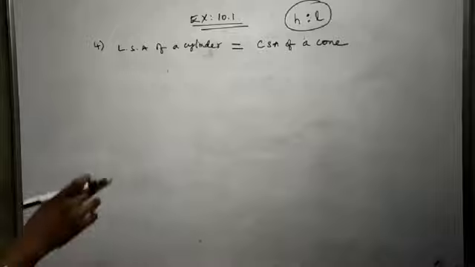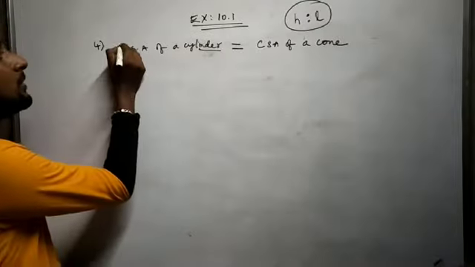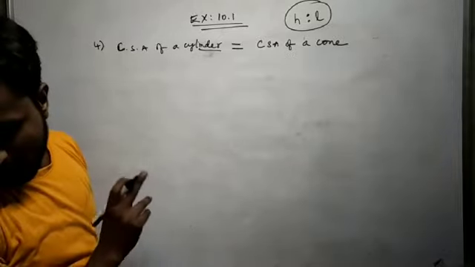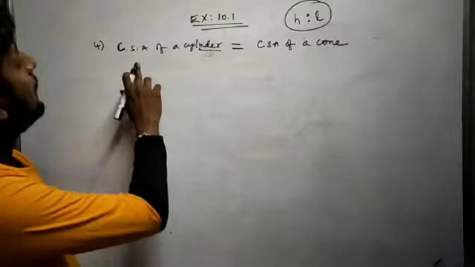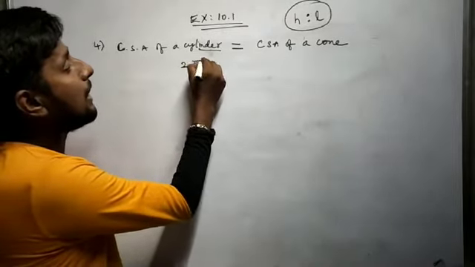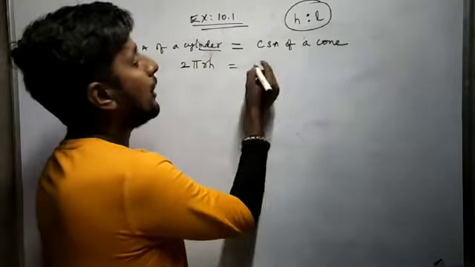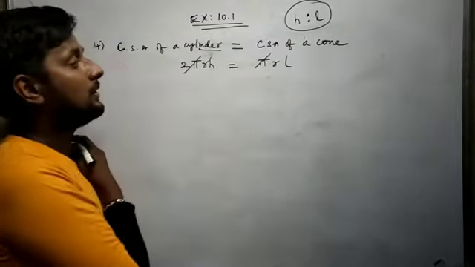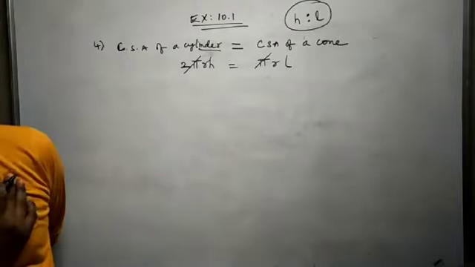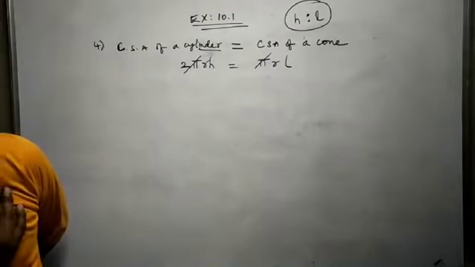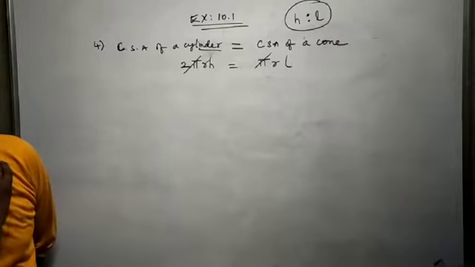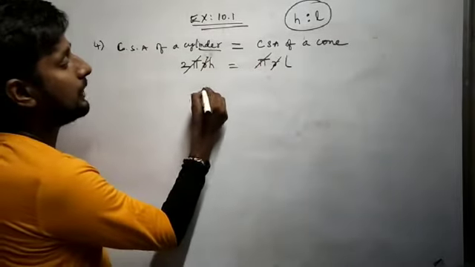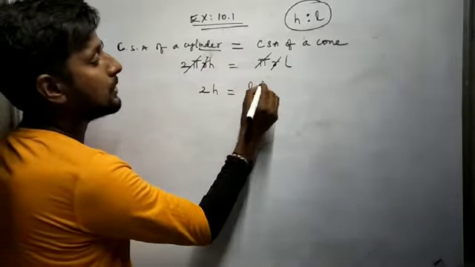LSA is nothing but the curved face of the cylinder, so it is nothing but CSA. LSA and CSA will be the same. What is the formula? CSA of a cylinder is 2πrh, and for the cone, as we did just before, it is πrl. So π and π get cancelled. And the radius of the base is also the same, so r and r cancel. So here I write 2h is equal to l.